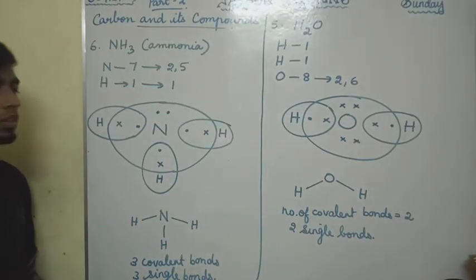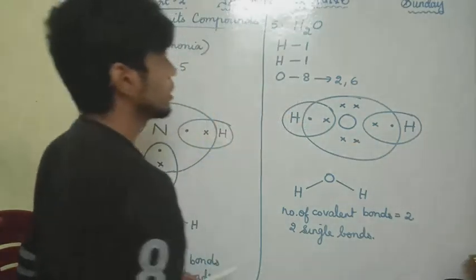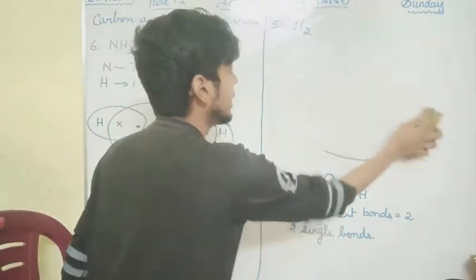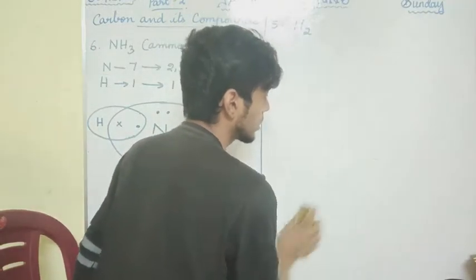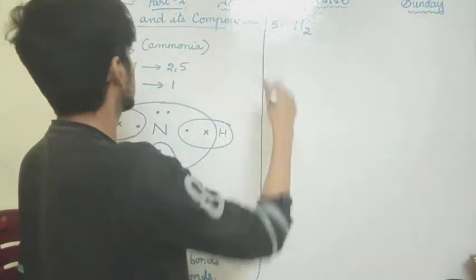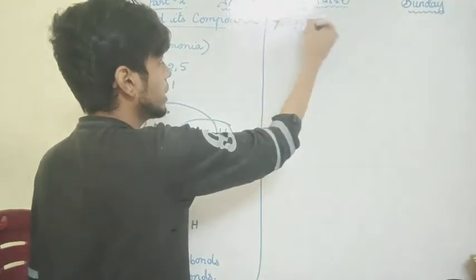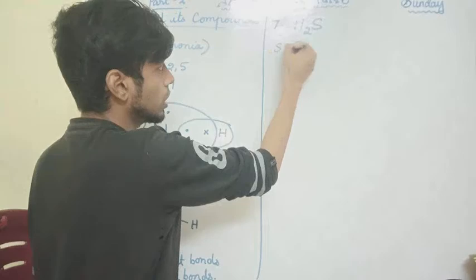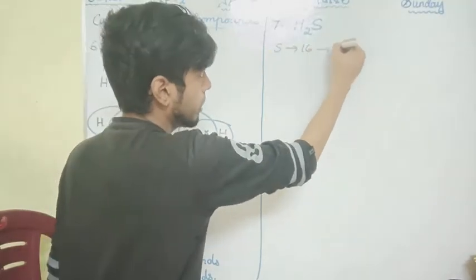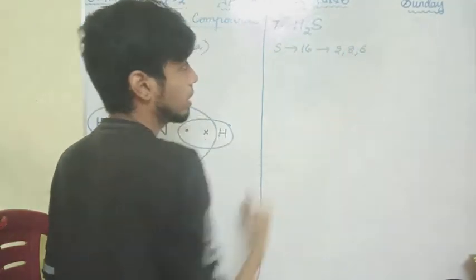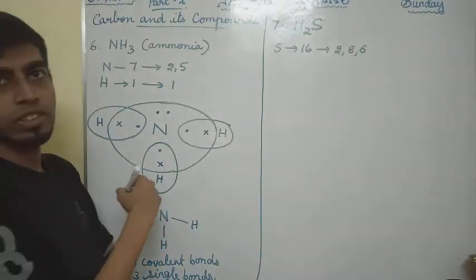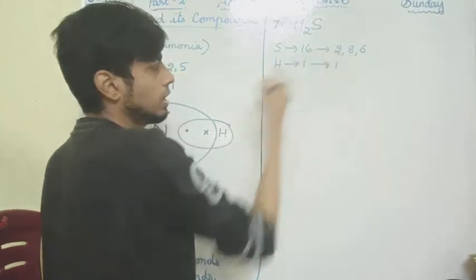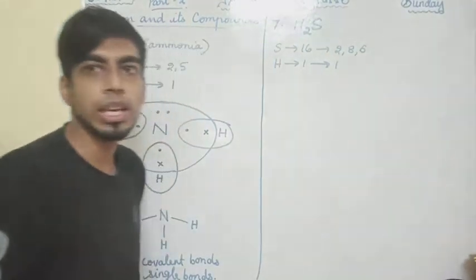Understood? So I will give you a practice question. You can practice that. So you can try the electron dot structure for H2S, hydrogen sulfide. So sulfur, you know the atomic number is 16. It will be arranged as 2, 8, 6. So 6 dots you should keep for sulfur. And hydrogen atomic number is 1. So for each hydrogen you should keep 1 dot.